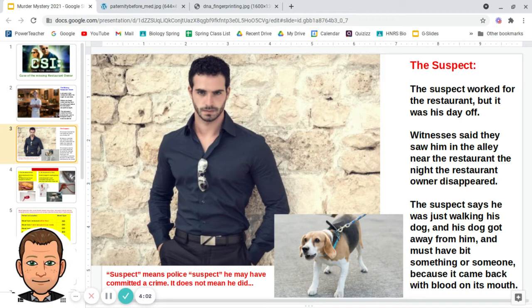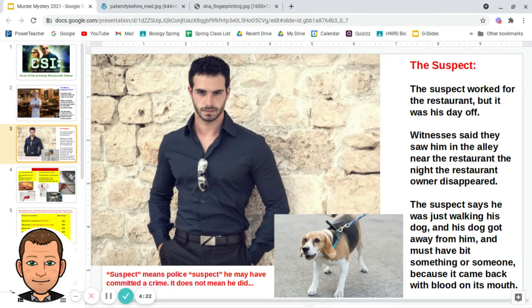Now, the suspect says that he was just walking his dog, and his dog got away from him, broke the leash, and it may have bit somebody or something because when it came back and he found it, it had blood on its mouth. He says he knows nothing about the noise from the restaurant office and wasn't there.